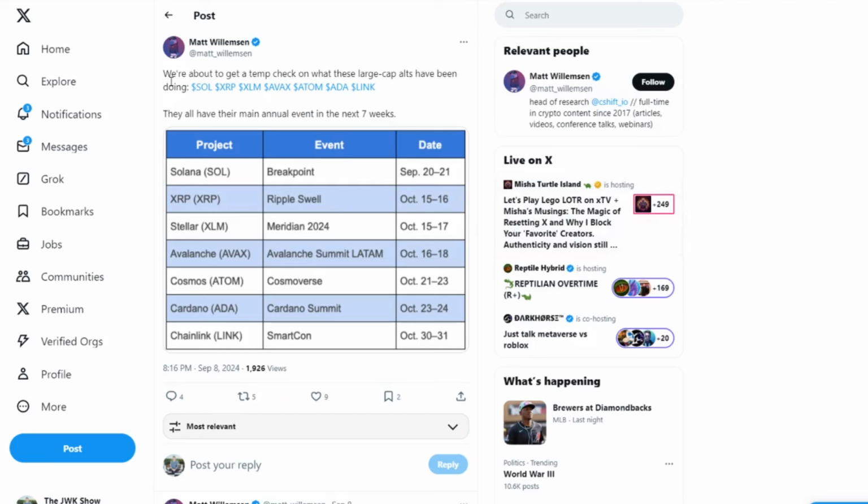And taking a look at the ISO 20022 projects, we have all of the major events. You guys can pause the video and take a look. But for XRP, we have Ripple Swell happening on October 15th to the 16th. And for Stellar, we have Meridian 2024 also happening on the exact same day, from the 15th to the 17th. But Meridian is for 3 days and Ripple Swell is just for 2 days. And what are the odds that we have the events happening at the same time? Again, more proof that these assets, these cryptocurrencies, are connected to each other.